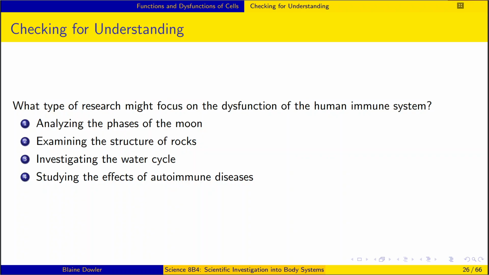What type of research might focus on the dysfunction of the human immune system? Analyzing the phases of the moon, examining the structure of rocks, investigating the water cycle, or studying the effects of autoimmune diseases? Pause now if you need more time. It is the fourth one, studying the effects of autoimmune diseases.